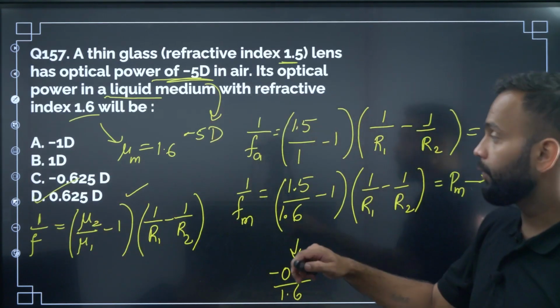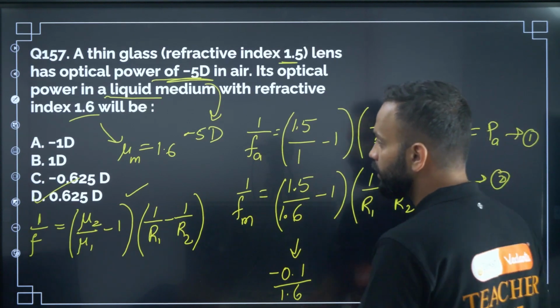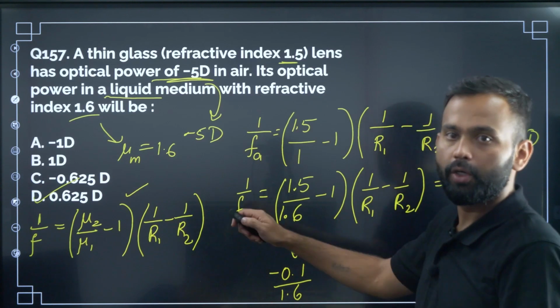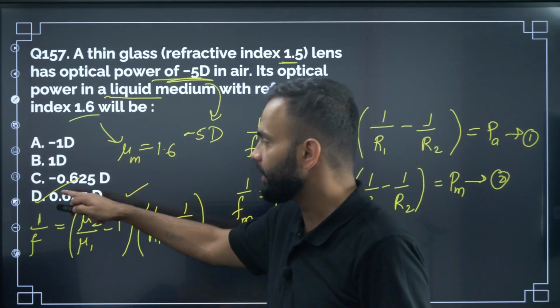In your question paper, they have mentioned minus 25 diopter and 25 diopter. Those two are wrong options.